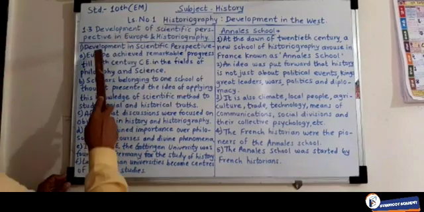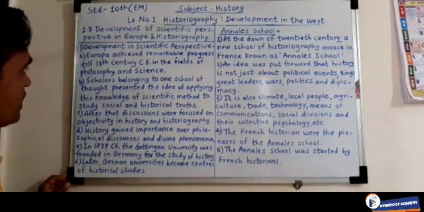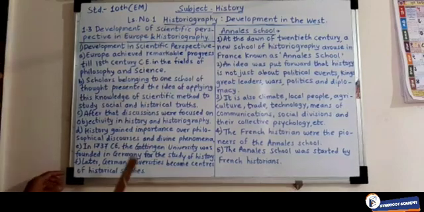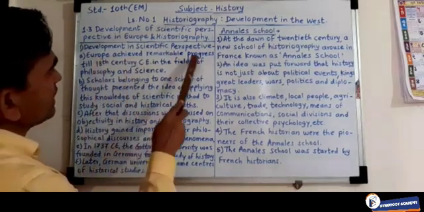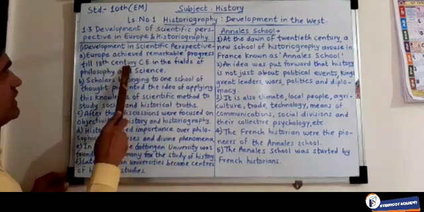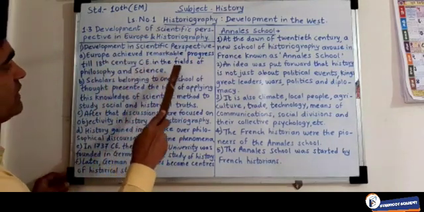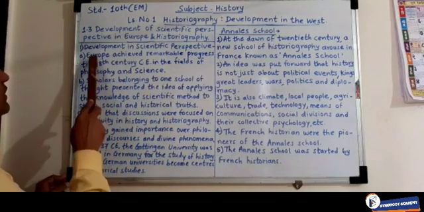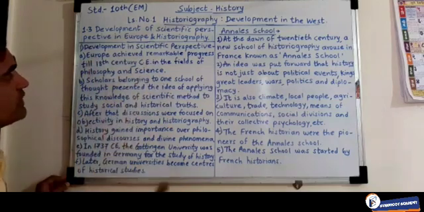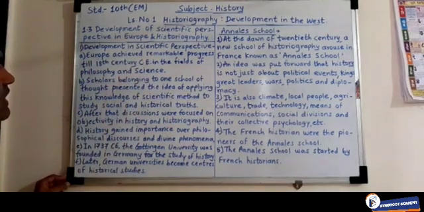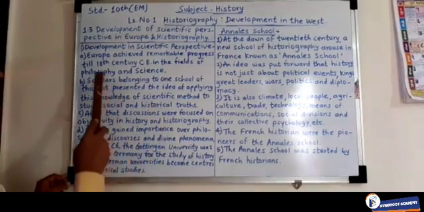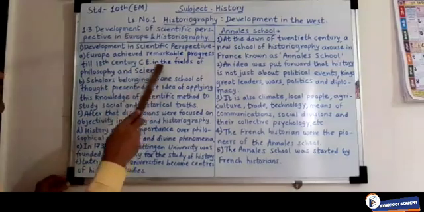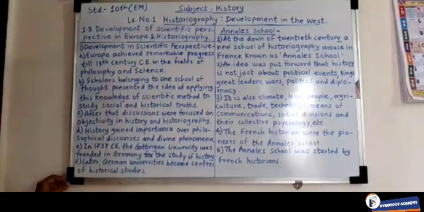So just see the development of scientific perspective. What are the scientific perspectives? We will see in this lecture. Europe achieved remarkable progress till the 18th century CE, that is Christian era, in the field of philosophy and science. Which continent? The European continent achieved remarkable progress. Remarkable means very good progress, in the 18th century CE, in the field of philosophy and science.